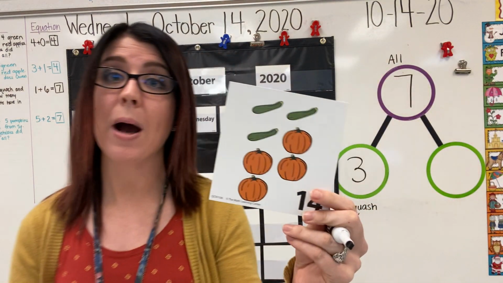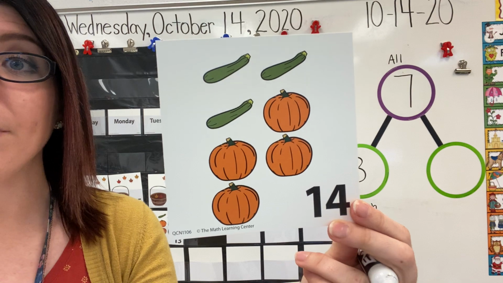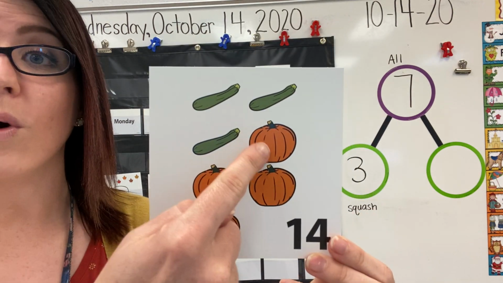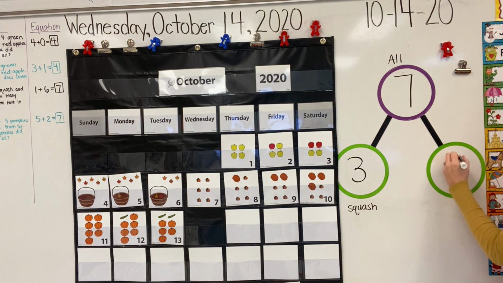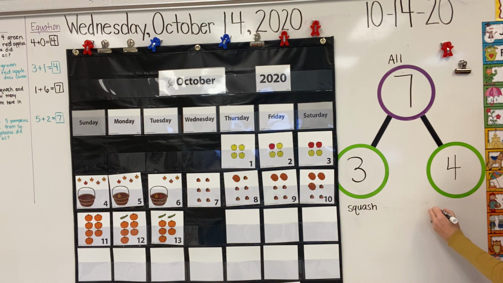And then we have a pumpkin part. How many are in the pumpkin part? 1, 2, 3, 4. So there are 4 over in this part, and we'll write pumpkin, because this is the pumpkin part.